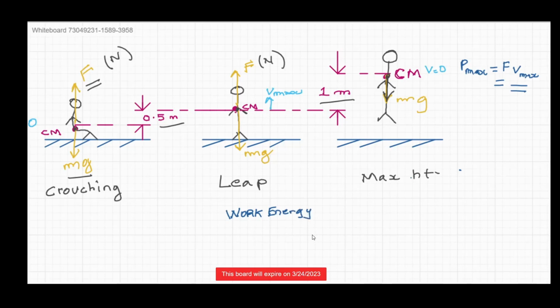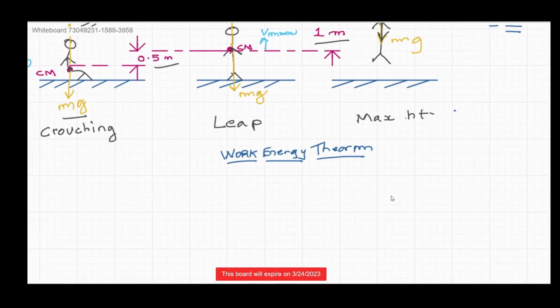I have already proved and demonstrated the work energy theorem in the previous class. If you have not seen that video, I would request you to see that video first, and then you can come over here. The work energy theorem states that the change in kinetic energy, which is half m v final square minus half m v initial square, is equal to the work done. So this is your work energy theorem.